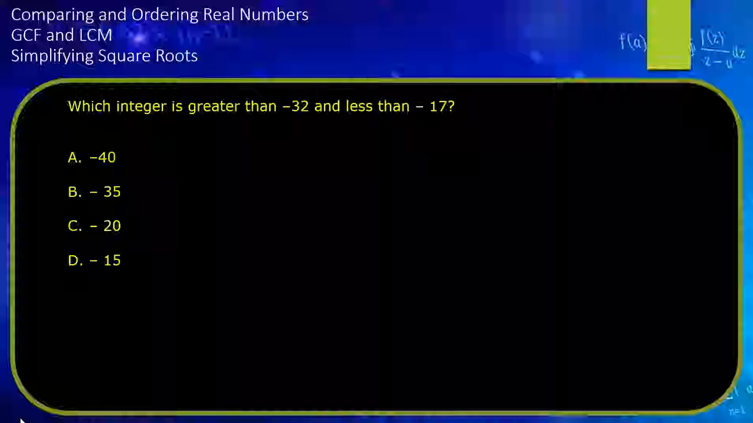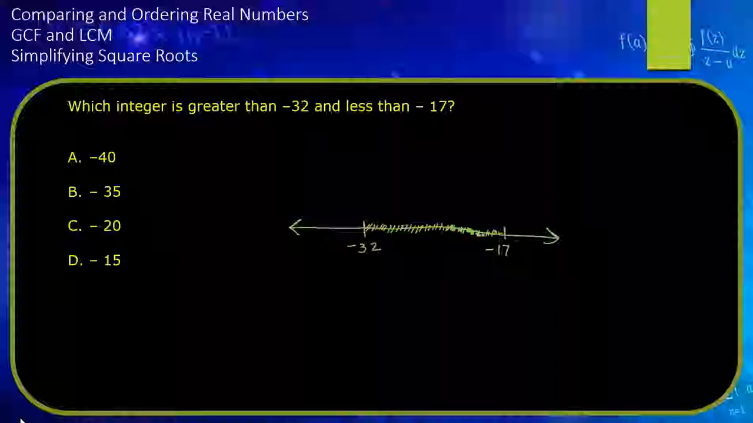So try this question now. Which integer is greater than negative 32 and less than negative 17? This question is sometimes asked because students often focus more on the numbers than on the negatives. Basically, negative 32 is smaller than negative 17. So on the number line, they would be in this order here, and I'm looking for something that falls in that region that I have highlighted.